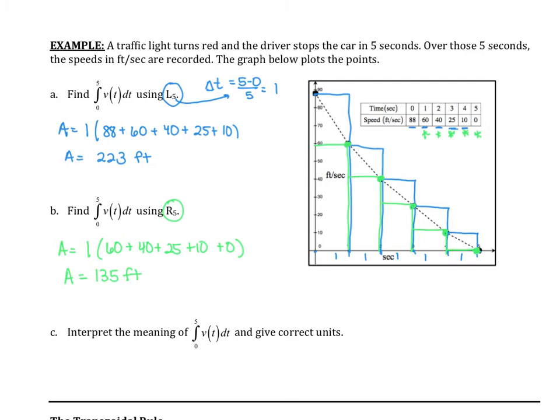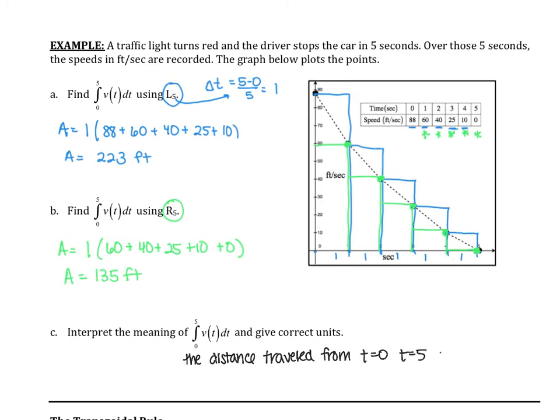Well, if we're talking about a velocity graph and I want to interpret the meaning of this, I'm finding the area under the curve, which is the antiderivative of velocity. I'm finding the distance traveled from 0 to 5, or from when t equals 0 to t equals 5.